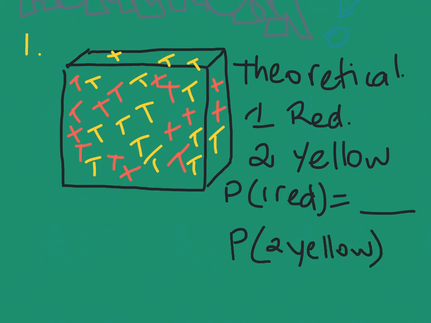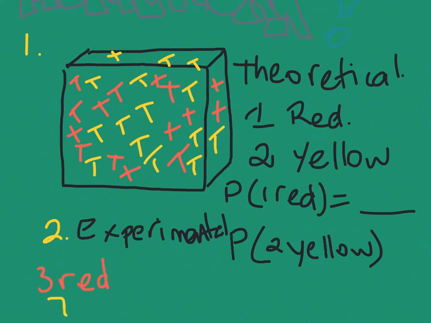And then what I'd like you to do for number 2 is give me the experimental probability if we got 3 red and 7 yellow shirts. Okay, bring those answers back to class, and I'll see you soon.